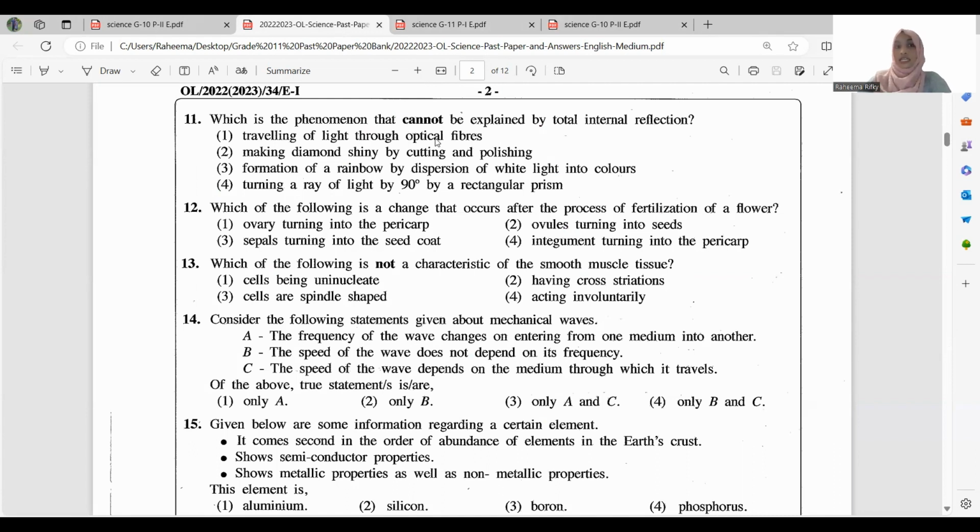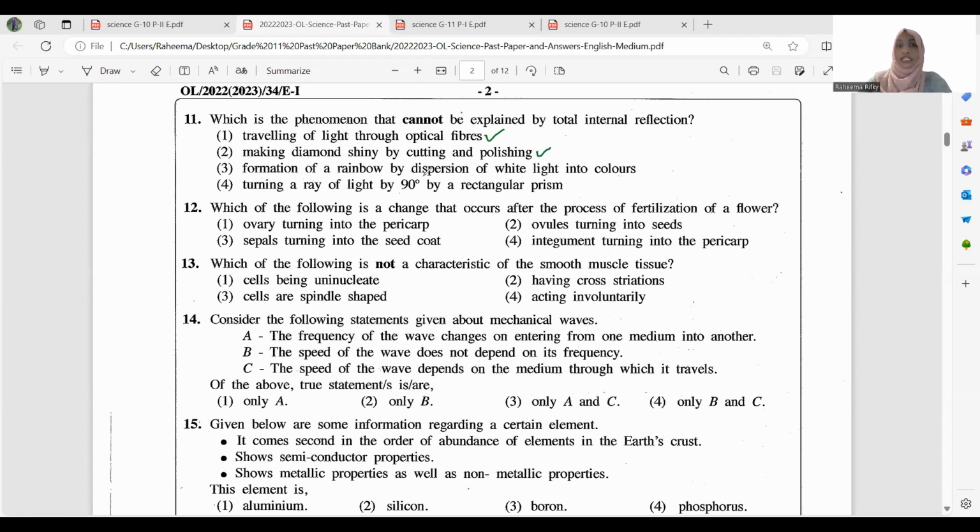And they're actually asking which cannot be explained. Okay, so we'll see. Traveling of light through optical fibers, yes, of course, we have seen that. Making diamonds shiny by cutting and polishing. We cut the diamond stone at different angles to get total internal reflection inside the stone. So actually, this is also an incident where we use total internal reflection.